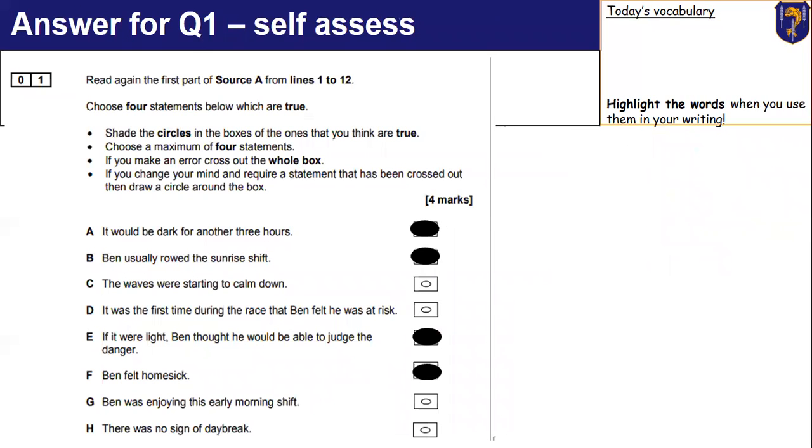Okay, so make sure that you've checked all these off. Make sure that you have the correct answers. And that is the overview of language paper 2 questions and looking at language paper 2 question 1.